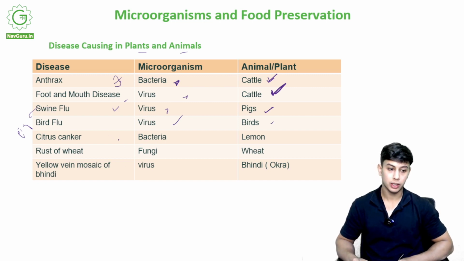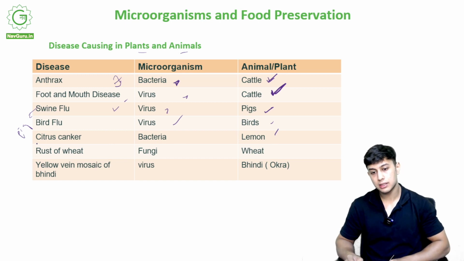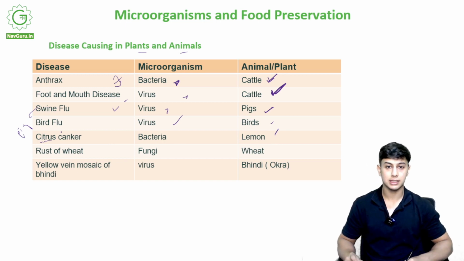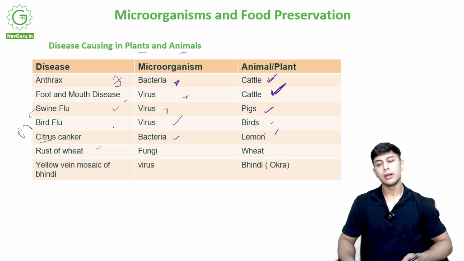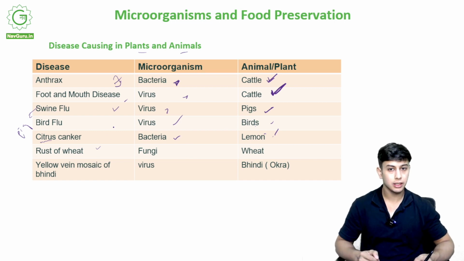Citrus canker. What is citrus canker? Citrus canker is a bacteria that affects lemon. Citrus means something that is tangy, like orange or lemon. Citrus canker is the name of the disease given to lemon, and it is through a bacteria. Rust of wheat. Wheat develops a very rusty color. This is a fungus. This happens through a fungus in wheat.